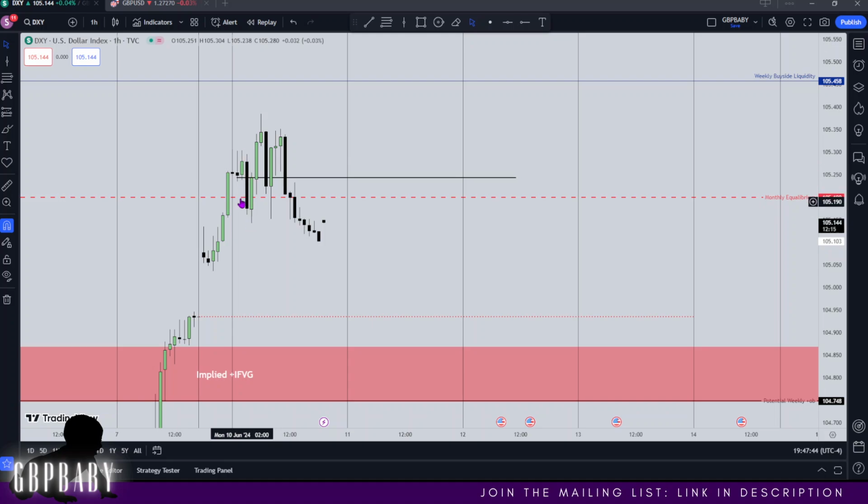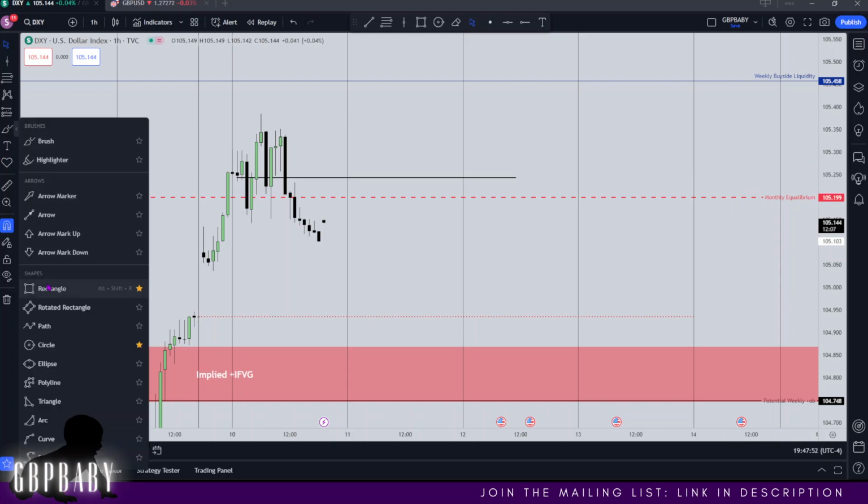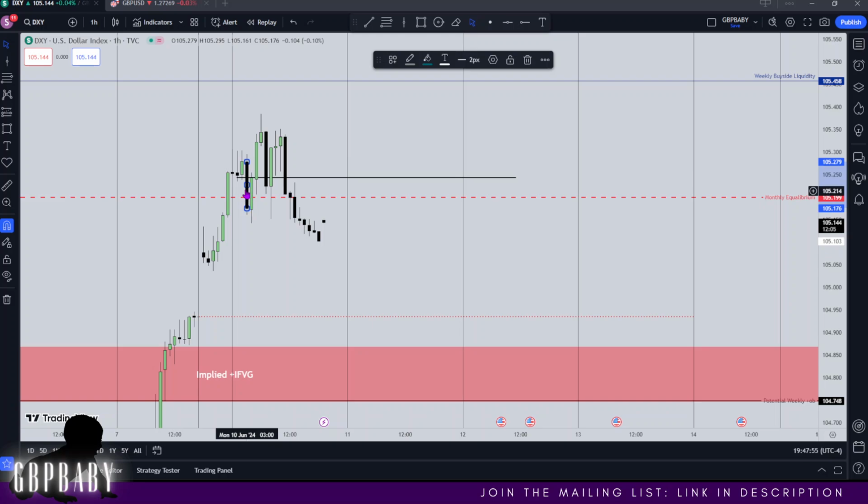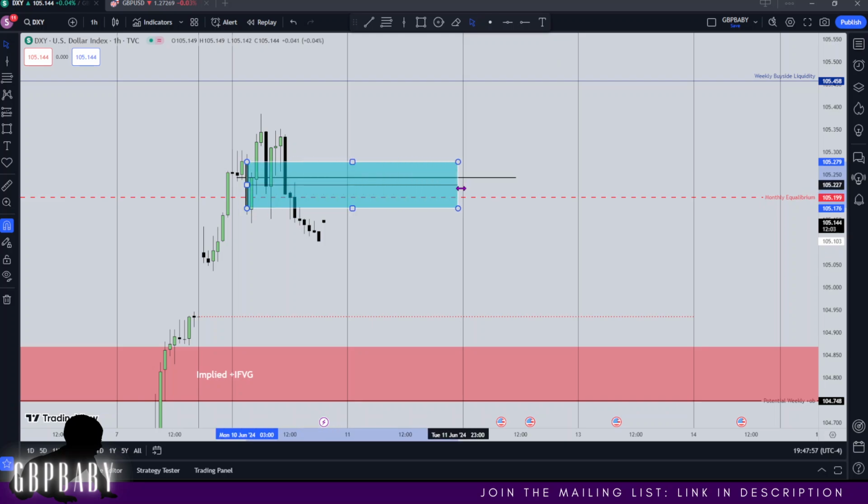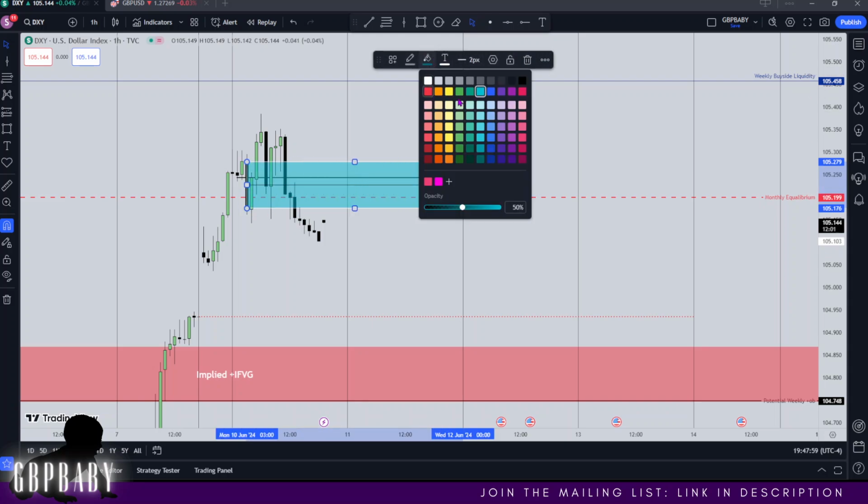So now I'm looking at this candle right here, which happens to line up with our monthly equilibrium. Remember, I'm looking for PD arrays around here to send price lower. We have a breaker lined up with that very nicely, so we can get that drawn out. And now I'm looking for this to provide resistance in the new day to help send price lower.